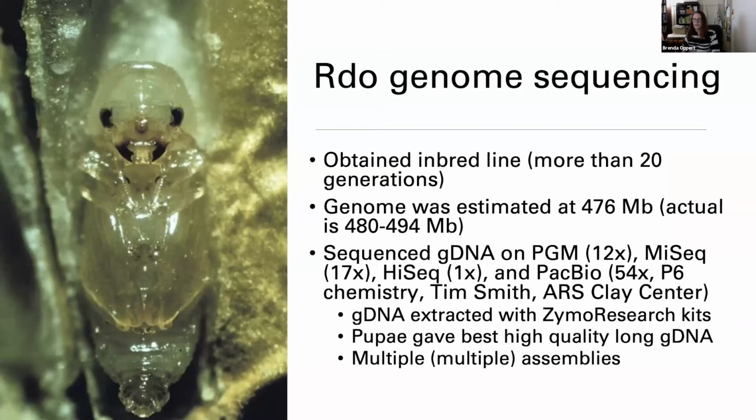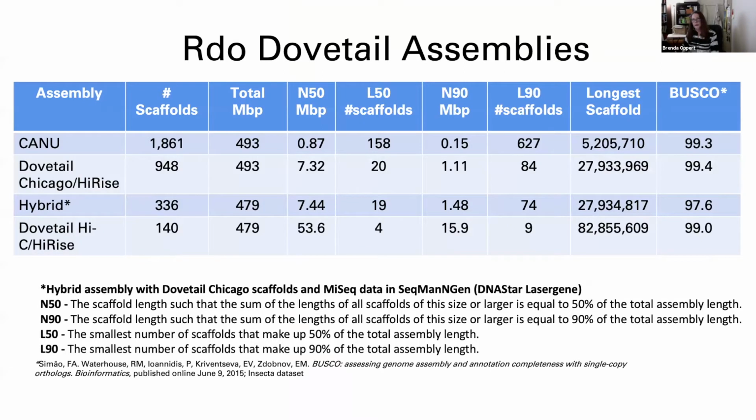We sequenced genomic DNA on a number of platforms, but the draft assembly was with PacBio RSII data by Tim Smith, and we made multiple assemblies until we had a good draft assembly with KNU. So the draft assembly had 1,861 scaffolds and a BUSCO score of 99%. But Dovetail was able to reduce the number of scaffolds and increase the N50 with Chicago HiRise scaffolding.